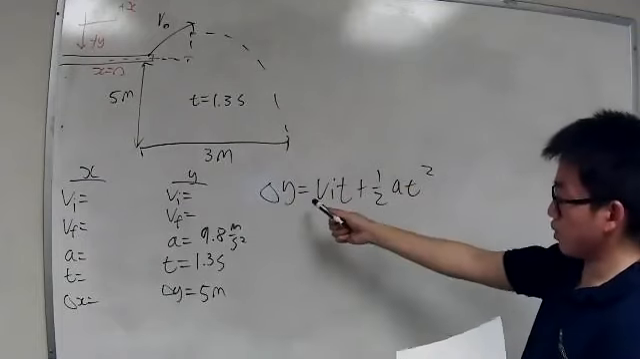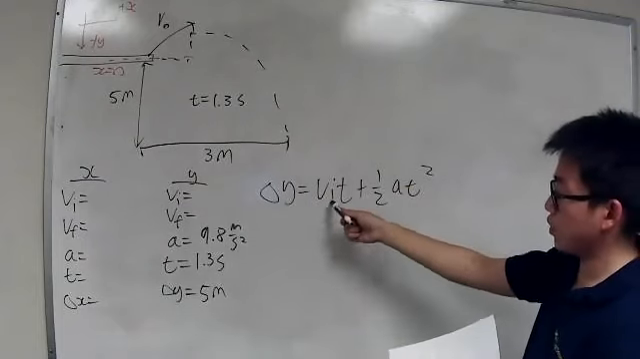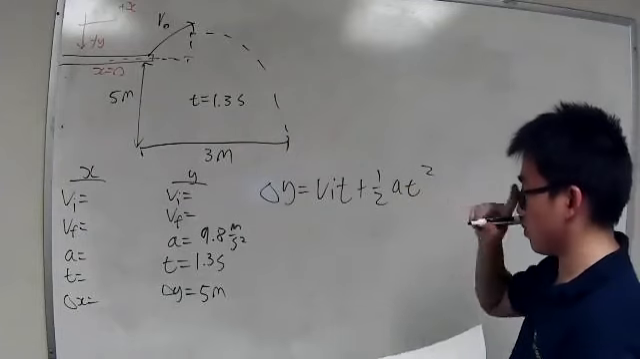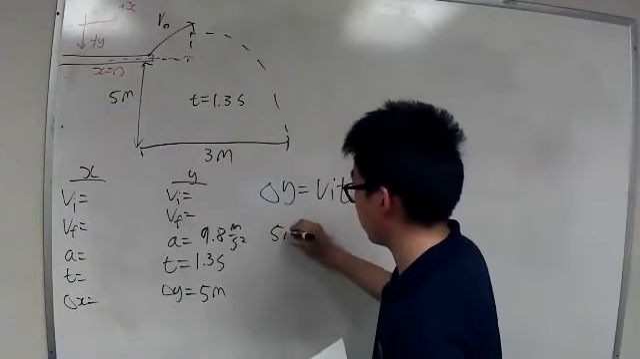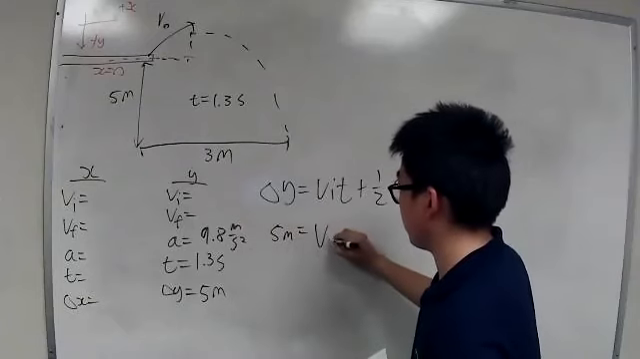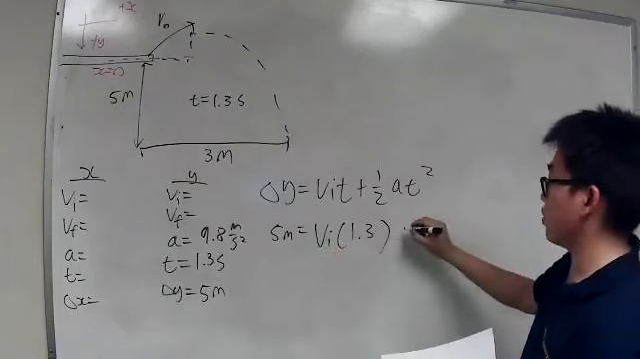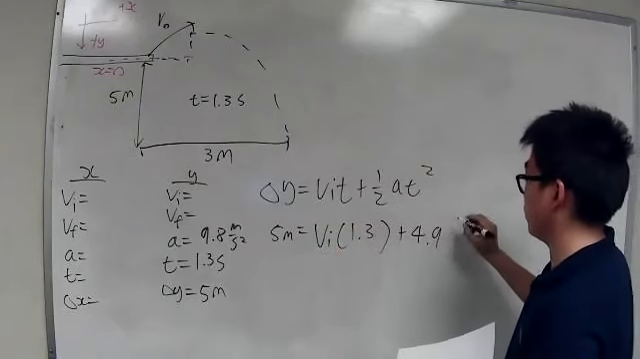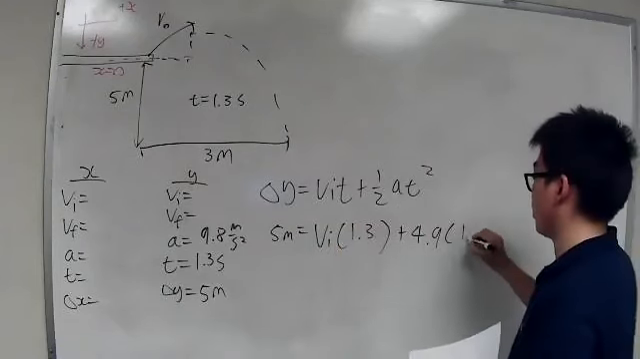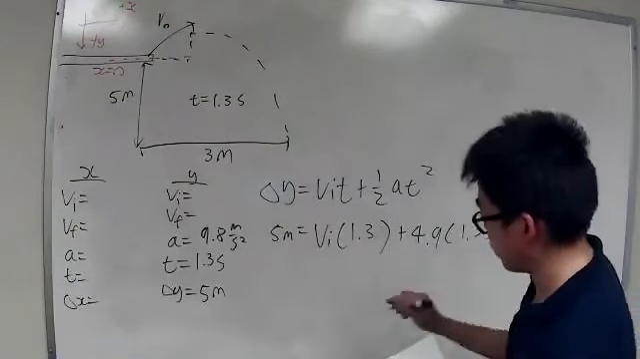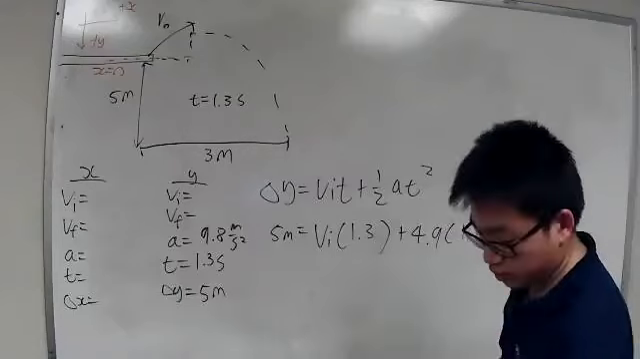Will this work? I have the delta y, trying to solve for this. It should work. All right, so I'll plug it in, 5 meters. This is just v_i times 1.3. It's 1/2 times 9.8, so it's plus 4.9 times 1.3 squared. That works out.